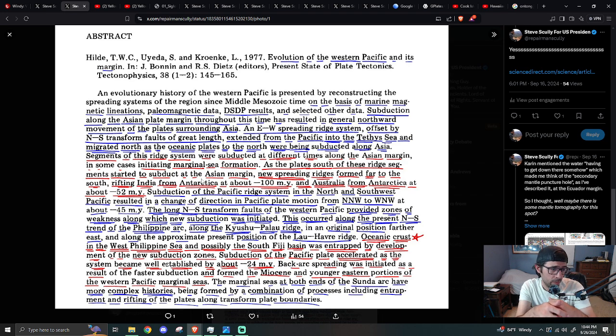Subduction of the Pacific Ridge system in the north and southwest Pacific resulted in a change in direction of the Pacific plate motion from north-northwest to west-northwest at about 45 million, relating to the Hawaiian Bend probably as well, which we've previously recognized. The bend is not when the Pacific plate motion changes, so it's not even timed appropriately.